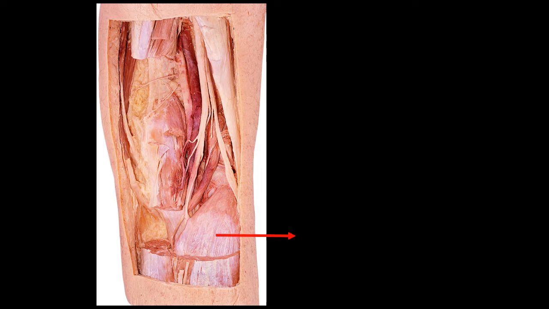Here you can see the back of the leg. We have seen the gastrocnemius medial head and lateral head. Underneath the medial head and the lateral head of the gastrocnemius, we can identify another muscle called soleus.